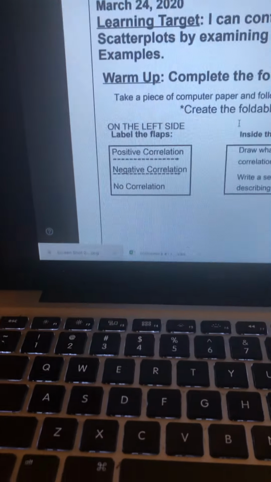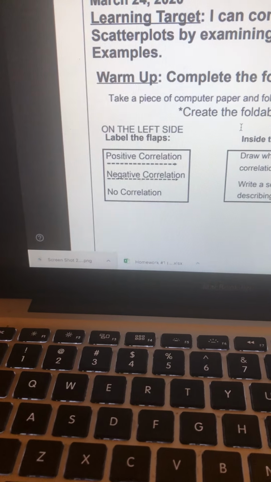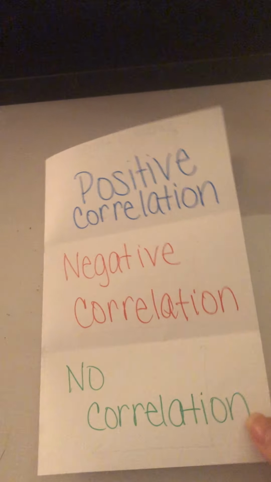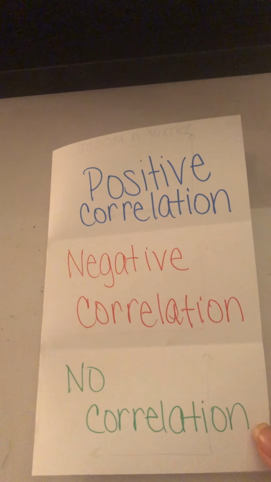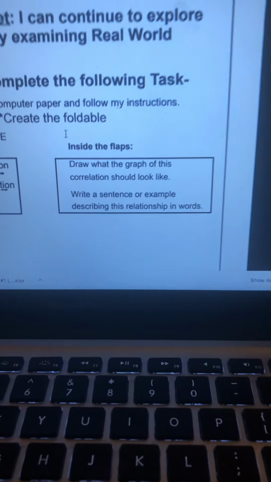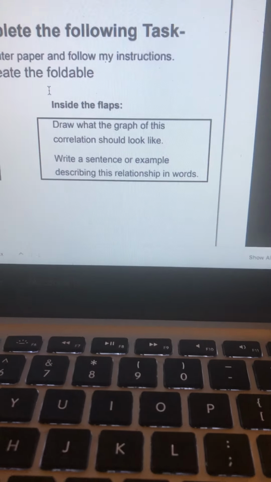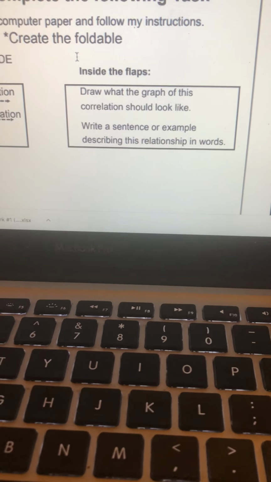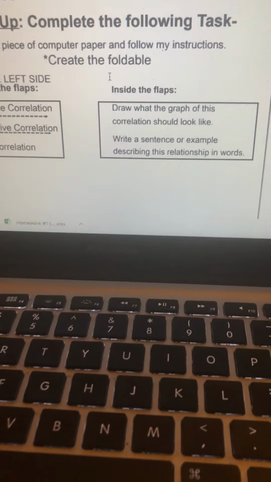Then you're going to label the front covers. You're going to label them positive correlation, negative correlation, and no correlation. So positive, negative, and none. So it should look like this. Then once you have that, on the inside flaps, you're going to draw what the graph of that correlation looks like, and then you're going to write a sentence or an example describing the relationship in words.